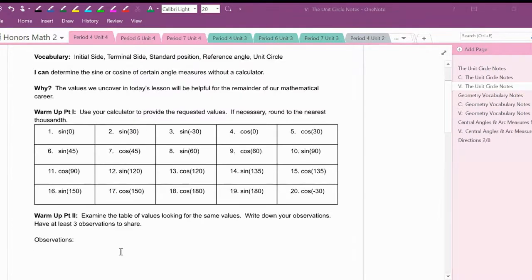And then the second part, you're going to examine the table and write down some observations, looking for trig expressions with the same values and maybe trying to make some connections on why that is occurring.